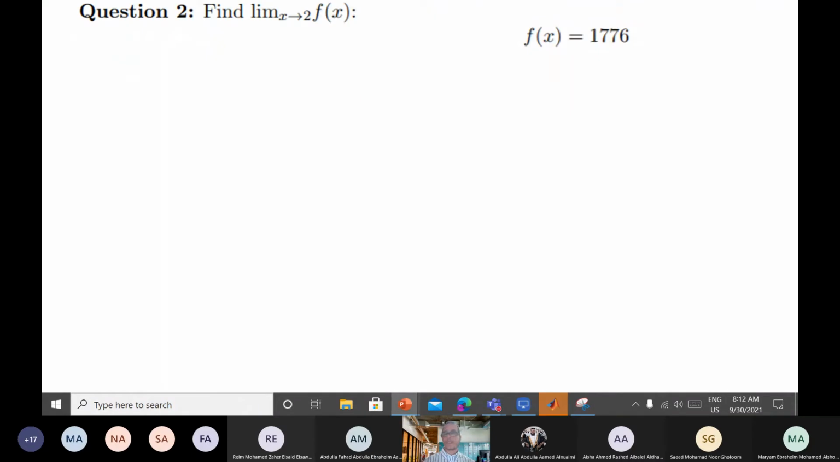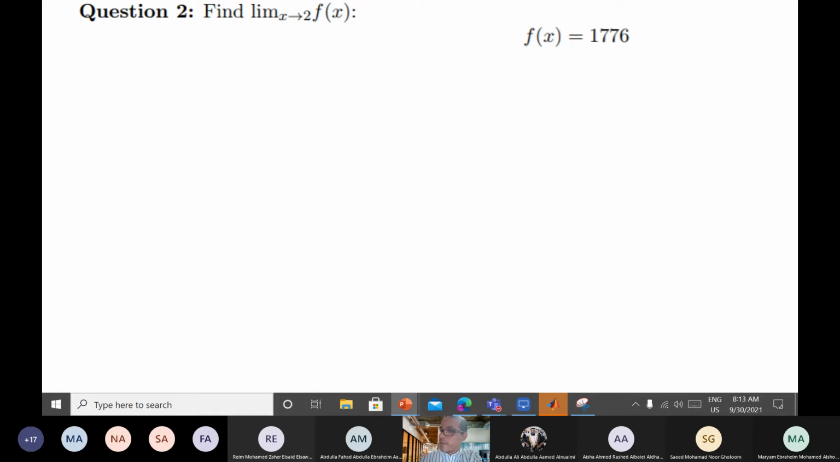Find the limit when x tends to 2 for f of x equal to this number, right? Limit when x tends to 2 for the function 1776. What is this limit? You have no x to substitute. This is a constant function, right? f of x equal to 1776.